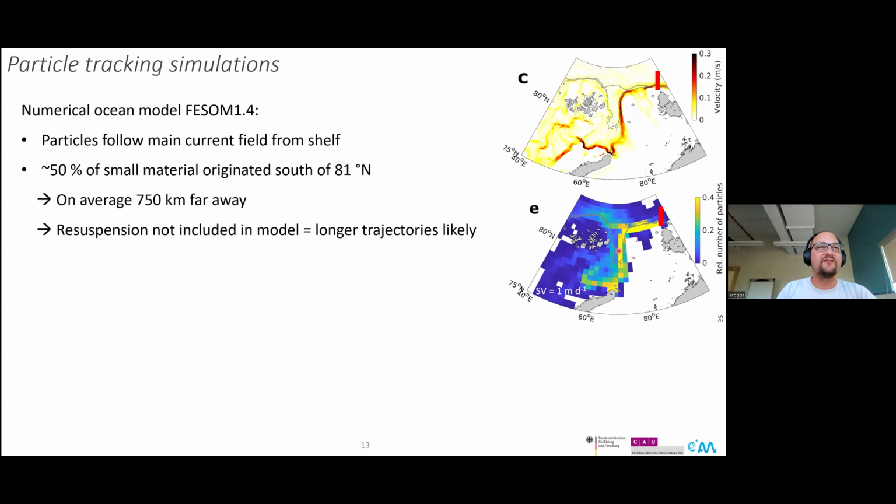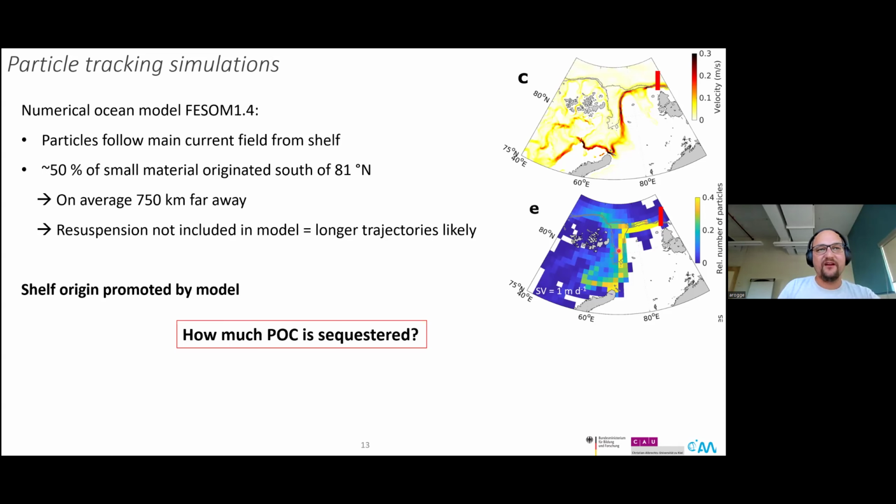However, one needs to consider that resuspension is not included in the model. So if we have dense water leaving the trough, you can assume that there is a lot of mixing on the bottom. So also resuspension is going on. So I assume that the trajectories are likely longer in reality. So together, the shelf origin is promoted by the model, I would say.